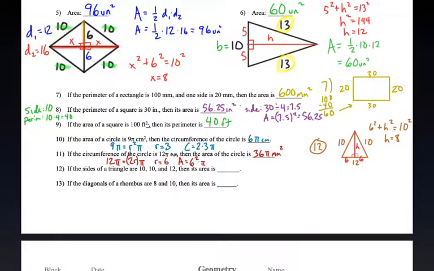6 squared plus 8 squared is 10 squared. So that's 1/2 times 12 is my base. 8 is my height. It gets me 48 units squared. If the diagonals of a rhombus are 10 and 8, then this area is 1/2 times 8 times 10. Easy peasy.